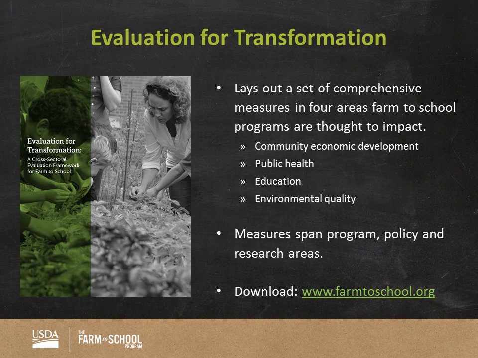It breaks down a set of measures for each of these 4 impact areas: community economic development, public health, education, and environmental quality. And these measures are all things that you can either do a survey about, send out a questionnaire about, conduct an interview with a stakeholder about, or make an observation about. You can collect information for each of these measures and then connect each of these measures to one of the 4 impact areas.